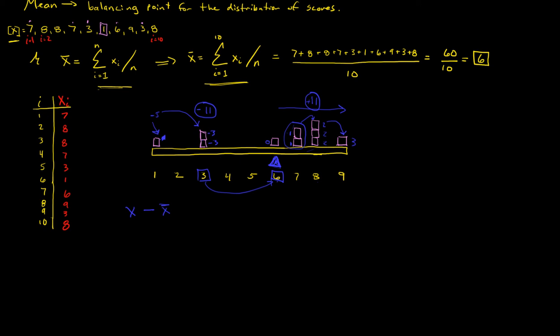And so go back over and think about the actual expression in the equation here. That's it. Just think of it as the balance point of the distribution of scores.